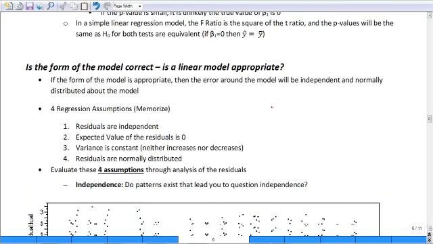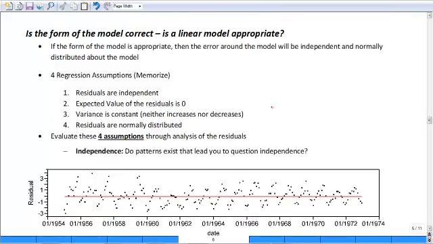Now the second thing we want to take a look at is whether the form of the model is correct. Is that line that we hypothesized the correct model to use? And we are going to evaluate that according to 4 regression assumptions, and these 4 regression assumptions are assumptions that you have to memorize. I will ask you to identify the 4 regression assumptions on the exam and take a look at whether these assumptions are satisfied.